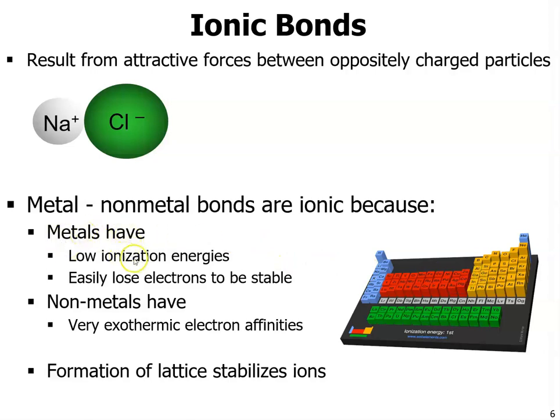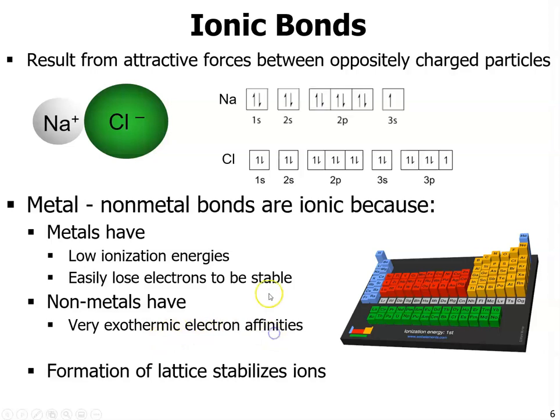Metals have low ionization energies, which means that it doesn't take a lot of energy to pull off an electron. So they're easy to lose electrons. Nonmetals have an exothermic electron affinity. So the affinity part is for them to pull electrons toward themselves.